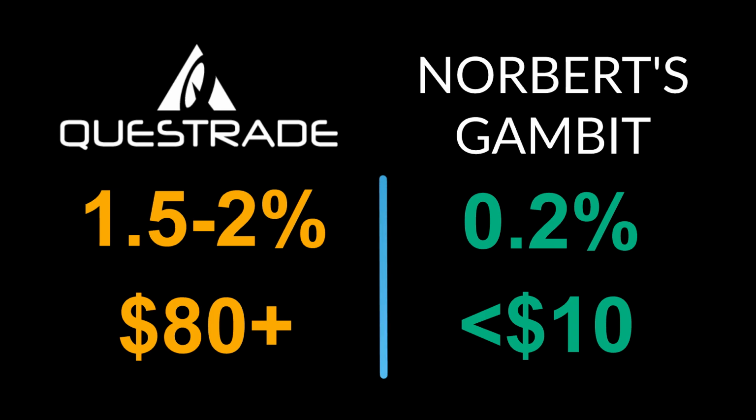Without Norbert's Gambit, you'd be paying anywhere from 1.5 to 2% in fees on currency conversions. For the amount I deposited, Questrade would charge me upwards of $80 excluding any trade fees. With Norbert's Gambit, I was able to get that number under $10.